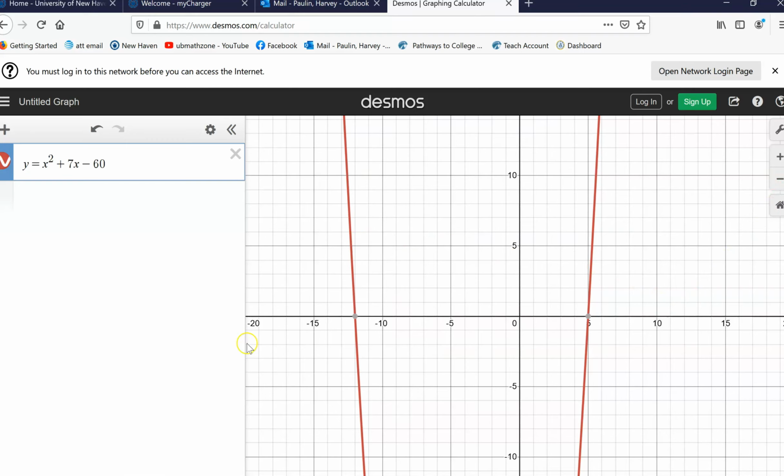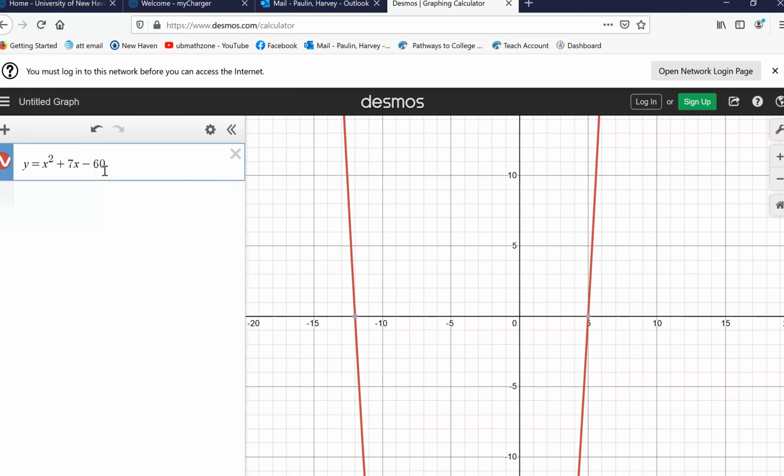So what does x equal? Well, here it's going to equal 5. Again, this is one of the zeros. And over here, a negative 12, our other zero. So the factors of this would be a positive 5 and a negative 12.